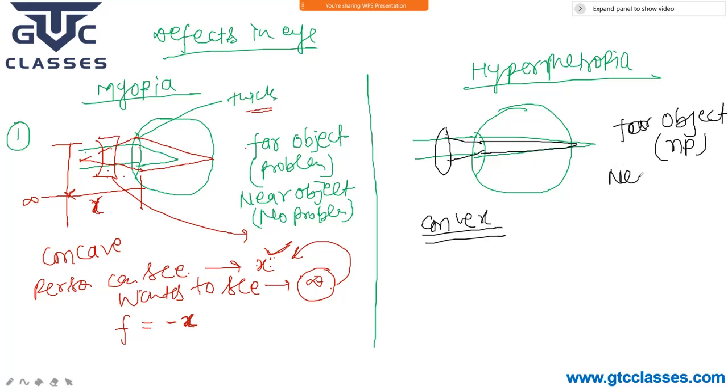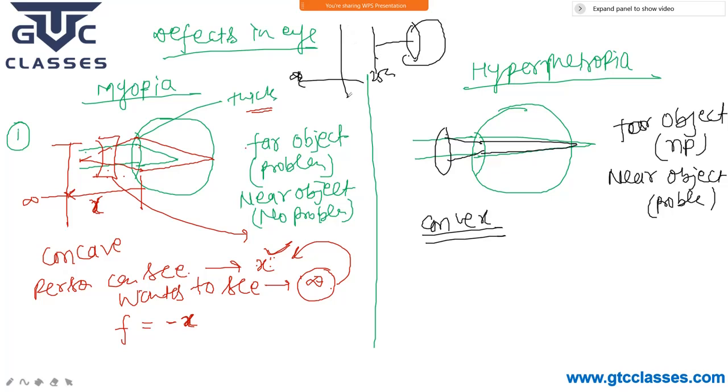Near object, there is a problem. So what happened? That means the person, if this is the eye basically of the person, earlier the person was able to see from 25 centimeter till infinity. But now this 25 centimeter actually has increased to, let's say, 60 centimeter. Below this, before this, the person can't see, person can't read, person can't do anything.